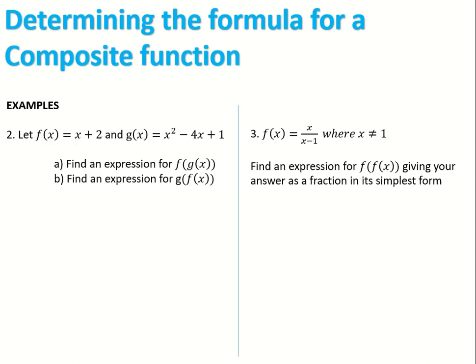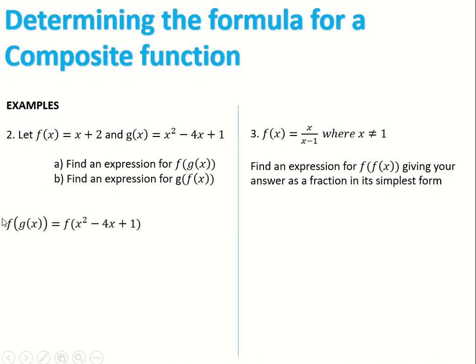All right, so a couple of examples here. Let f of x equal x plus 2 and g of x equal x squared minus 4x plus 1. We're going to find two expressions. We're going to find f of g of x, and g of f of x. All that's happened here for f of g of x is that x has been replaced with g of x. So in this function, we're going to take the x out, and we're going to replace it with this whole function.